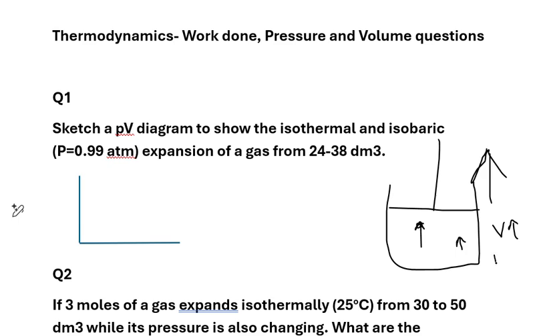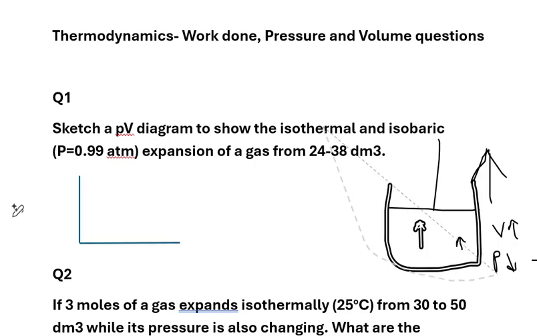but the pressure decreases. So this is what I meant when I say that work is being done by or on the system. So as you can see, pressure and volume are inversely proportional quantities against each other.